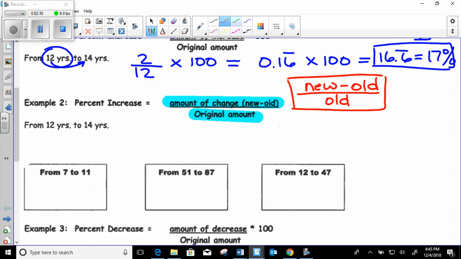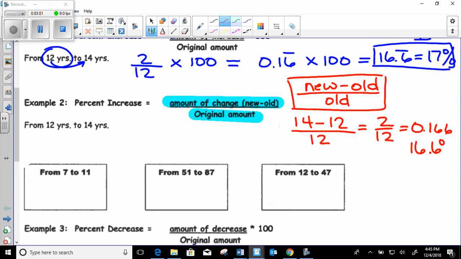If we do it that way, we're going to take 14 years, that's the new, minus the original, the old, which is 12, over the old, or the original amount. You're going to get 2 over 12, which is 0.166. Move the decimal 2 to the right, 16.6%. And again, you're going to get 17%, just like you did in the first one.